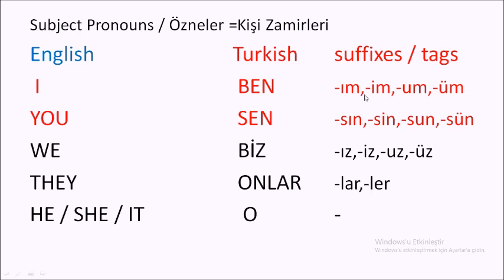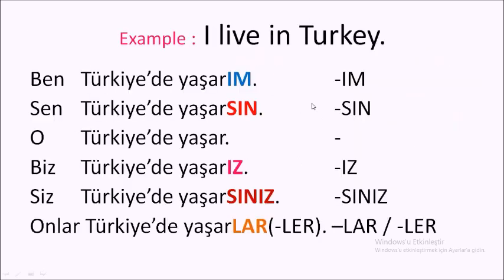So, maybe you can ask me how will I be able to understand to use correctly im, or sun, sin, sun, or iz, uz, üz, or lar, ler. These forms may change depends on the last vowel of verbs or nouns or adjectives. Alright guys, so let's continue with our sentence here. There's an example, it is here, I live in Turkey.